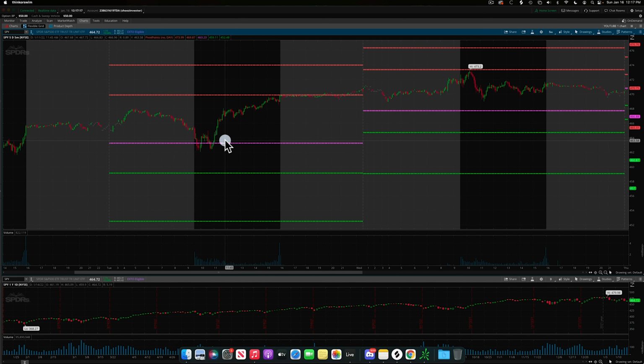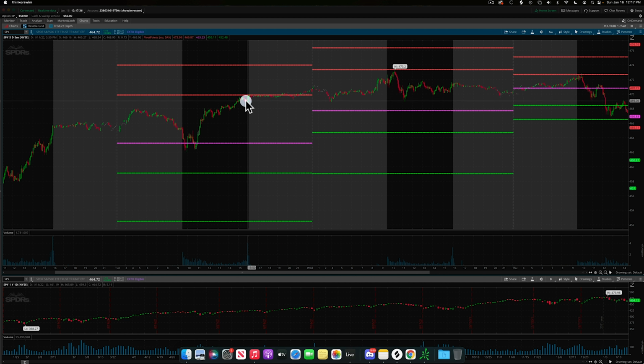Now, the key thing here is to notice that as it breaks this pivot point, it comes all the way up and then fails right at the first resistance level. It touches it and comes right back down. What you could have done is bought that secondary break here on the pivot point and then sold it up into this resistance level. Now let's go to the next day.